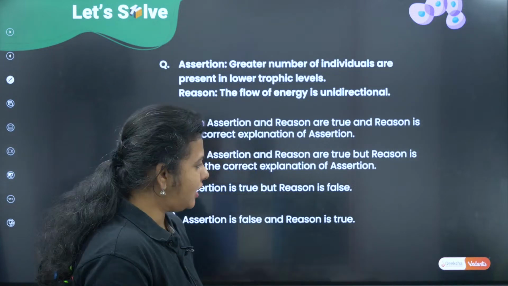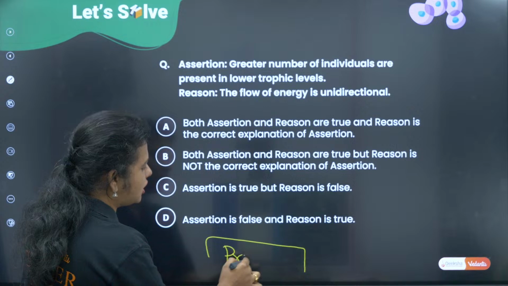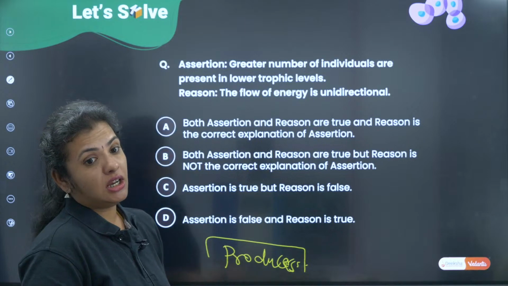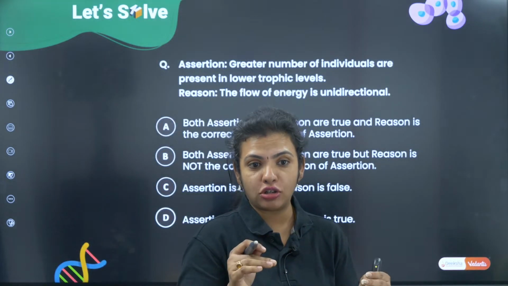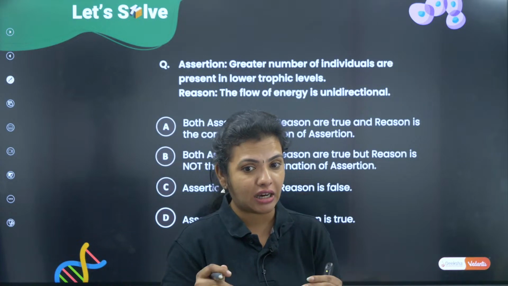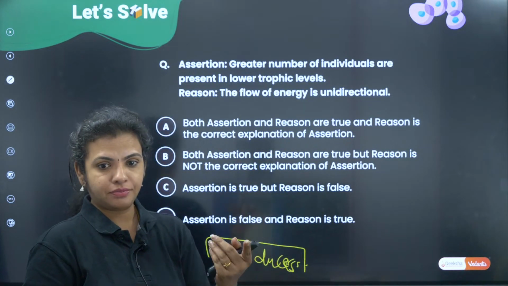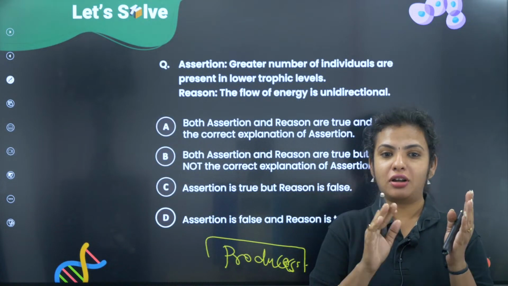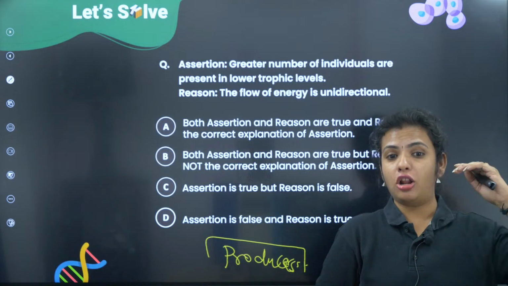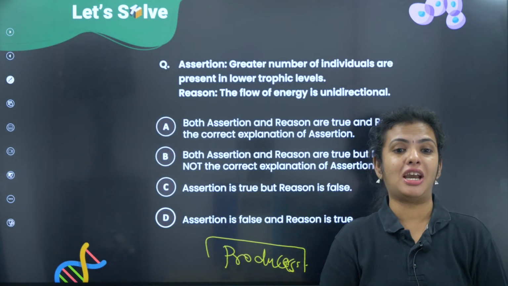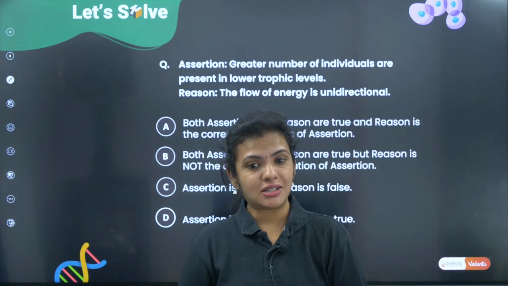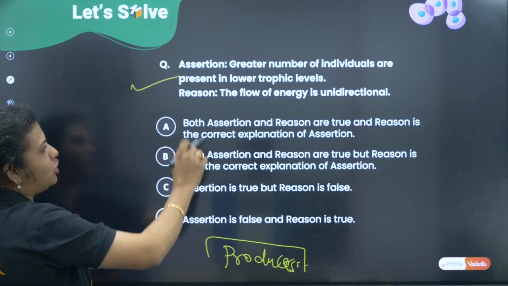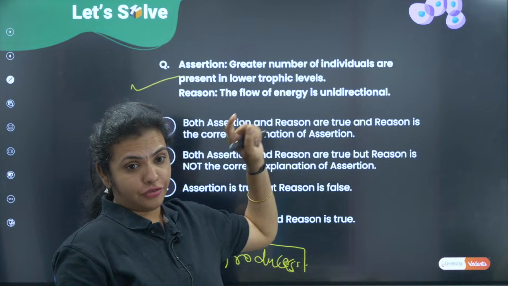What is the lower trophic level? The lowermost trophic level is the producer, which is always the plants. Definitely the number of producers should be much higher when compared to the consumer. Correct? Yes. So, the number of plants is always higher, and only then can the ecosystem sustain itself. Otherwise, consumers will not have food. Correct? Yes. So, there should be more individuals in the lower trophic level.